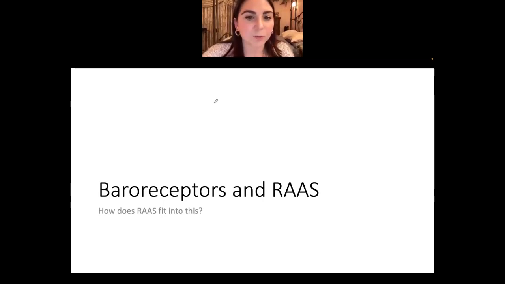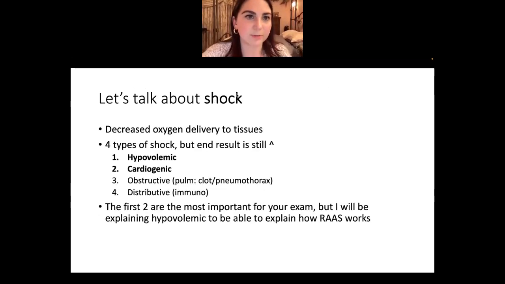So basically, how does RAAS fit into the baroreceptor reflex? We're going to talk about RAAS in the context of shock, and then this is exactly what heart failure is. So shock in general, when they say someone has shock, any of these 4 types of shock, the end result is always decreased oxygen delivery to the tissues. So it's kind of like a hypoxia. Shock is basically hypoxia. Usually it's because of not enough blood, because again, that's how the organs get oxygen.